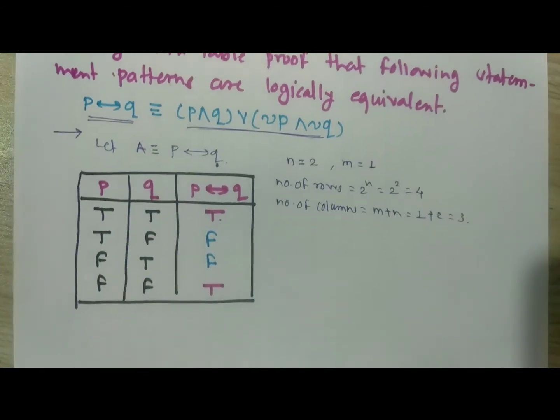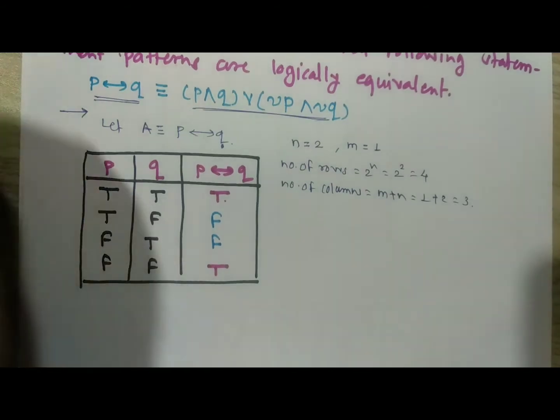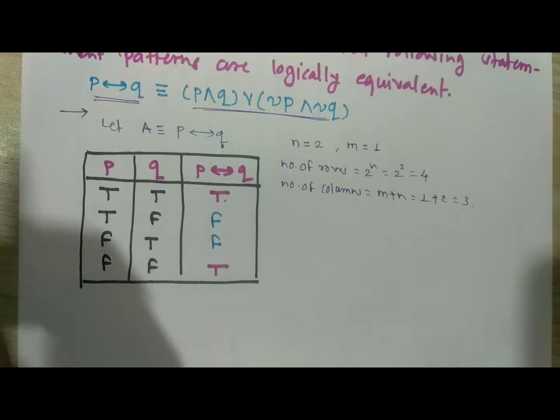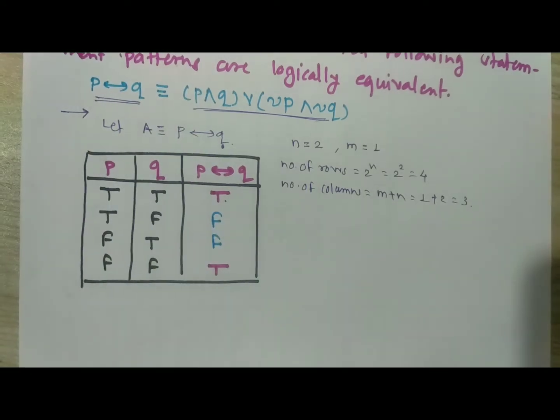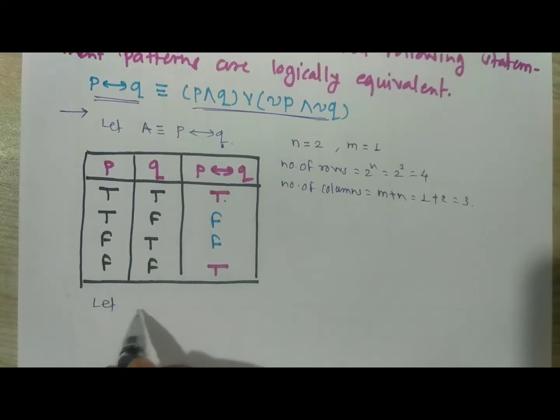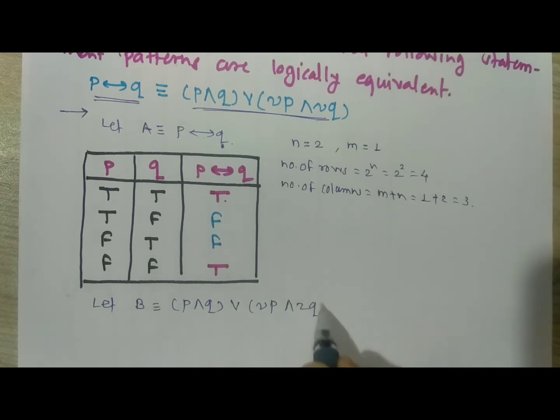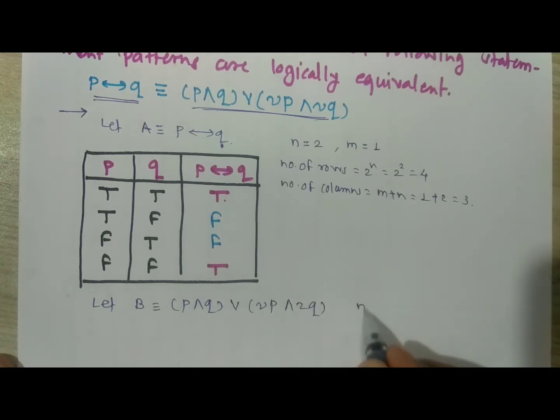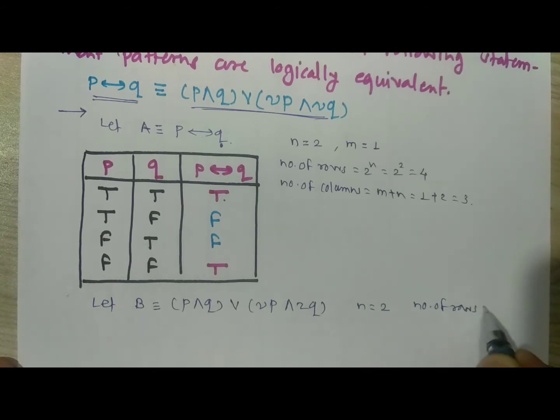Similarly, we can find the truth table for the second statement pattern. Let B be the other statement pattern, that is P and Q, or negation P and negation Q. Here n is the number of statements, which is two, and therefore the number of rows is 2 raised to n, that means 2 raised to 2, that is 4.